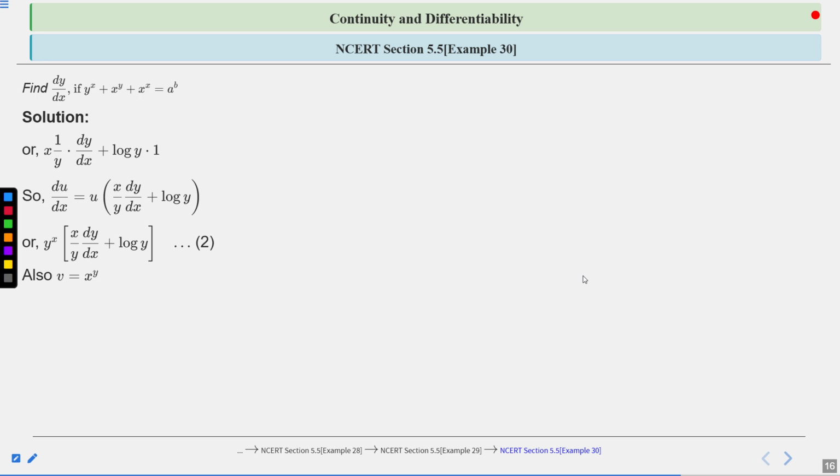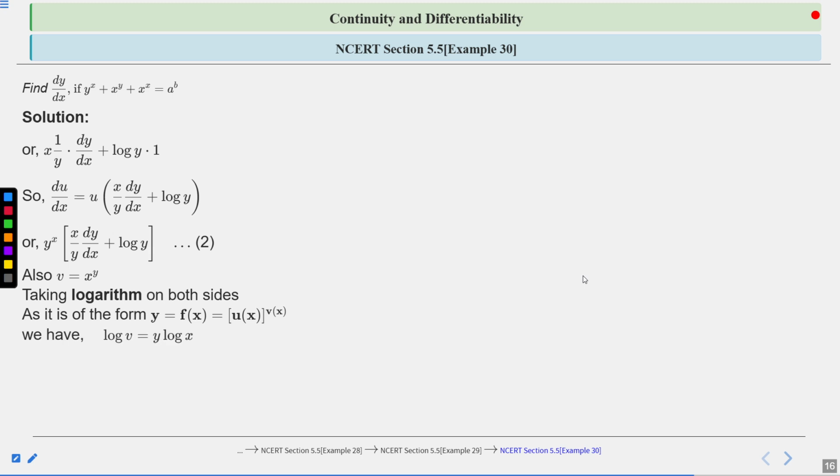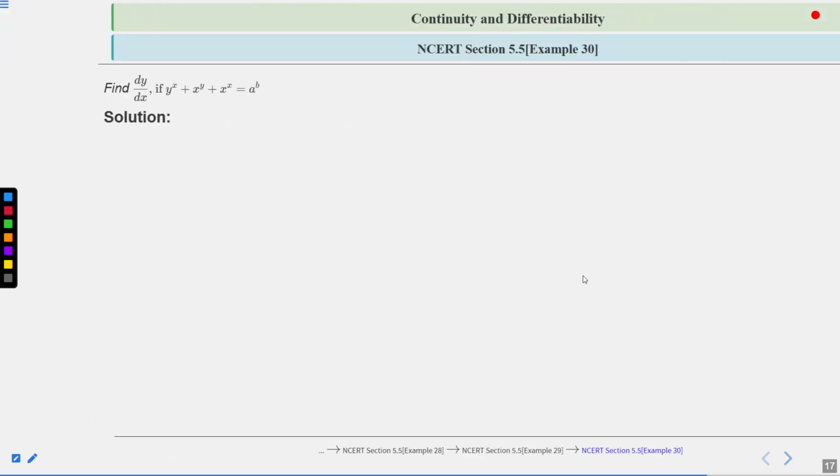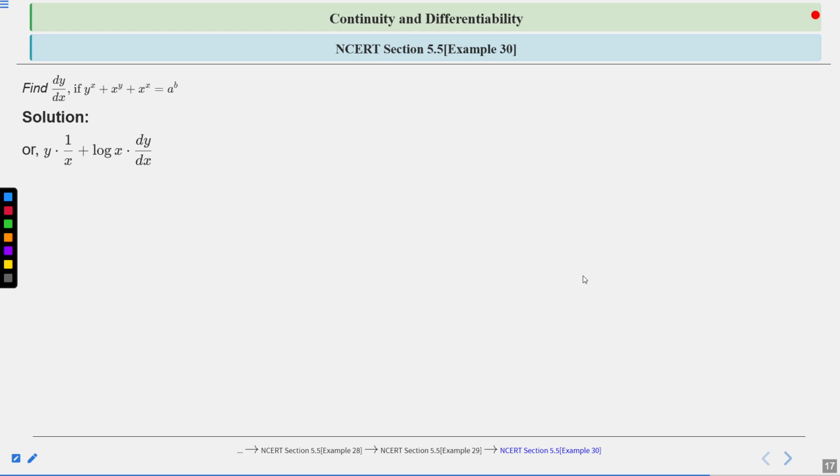Also, v is equal to x to the power y. Clear? Taking logarithm on both sides again, since it is of the form y is equal to f(x) is equal to u(x) to the power v(x), right? So we have log v is equal to y log x. Now differentiating both sides with respect to x, we have 1 by v dv by dx is equal to y d upon dx of log x plus log x dy by dx, right? Or it will be equal to y into 1 by x plus log x dy by dx.